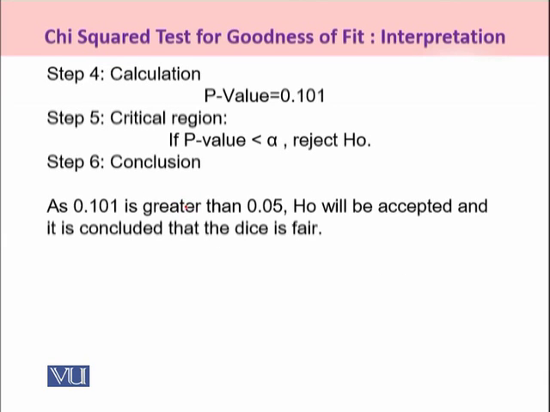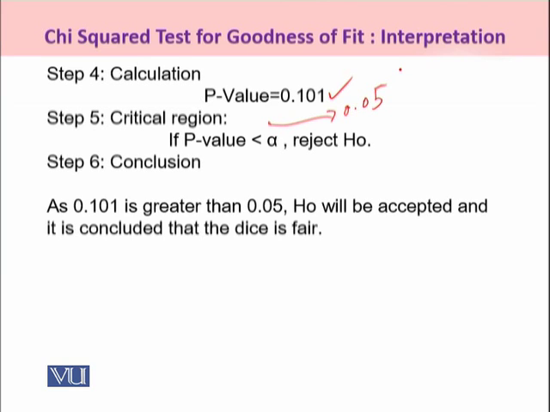Now students, SPSS has provided us with the p value of 0.101. So our critical region would be that if our p value is less than our alpha, which in this case is 0.05, then we have to reject our null hypothesis.